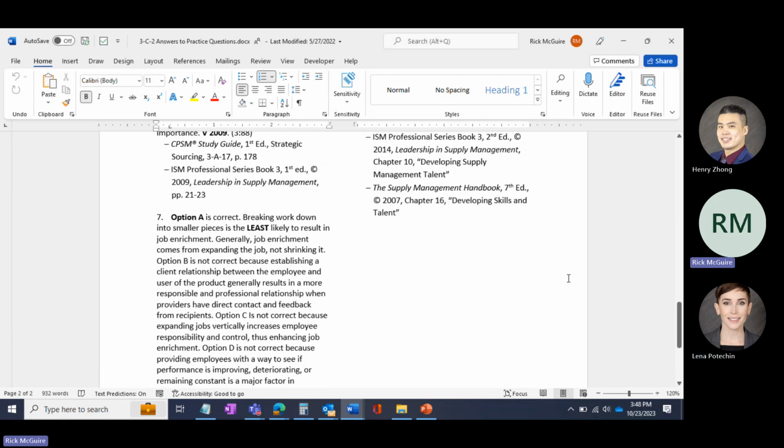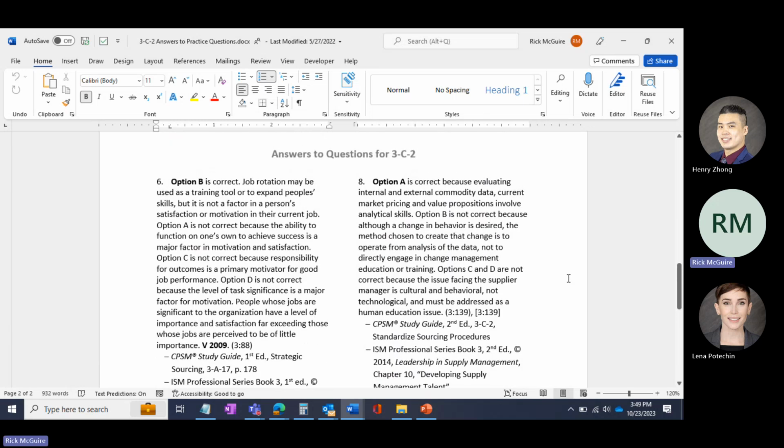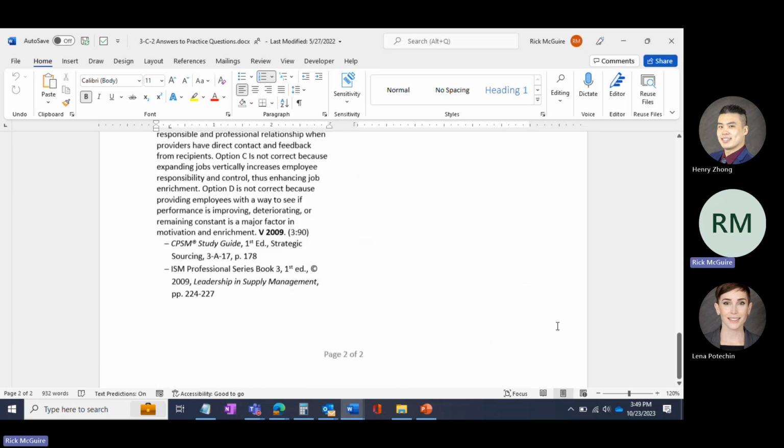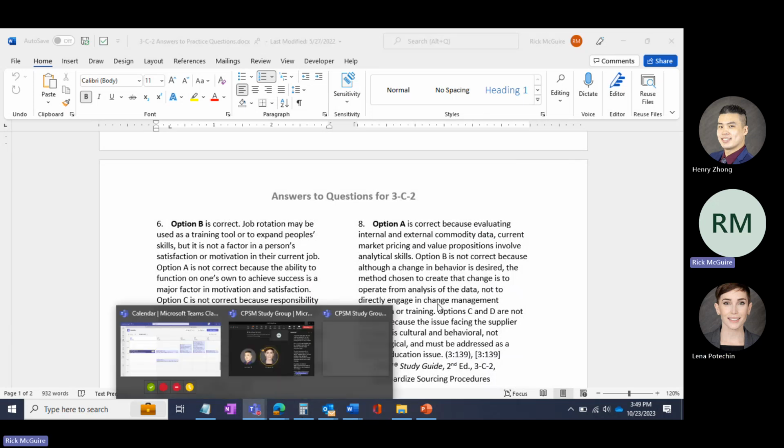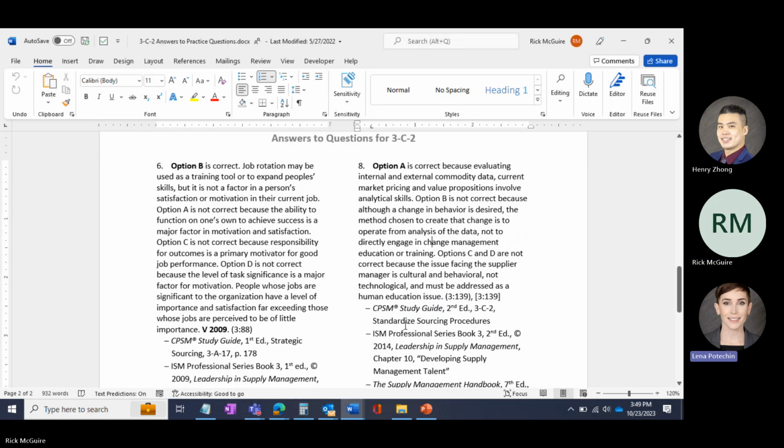Job enrichment comes from expanding the job. And 8 is also alpha. Evaluating internal and external commodity data. All right. Any questions? All right. Why is it not B? Number 8? Yeah. Option B is not correct because although a change in behavior is desired, the method chosen to create that change is to operate from analysis of the data, not directly engage in change management, education, or training. Kind of lame, but that's what they think.